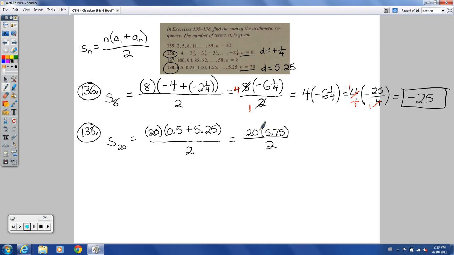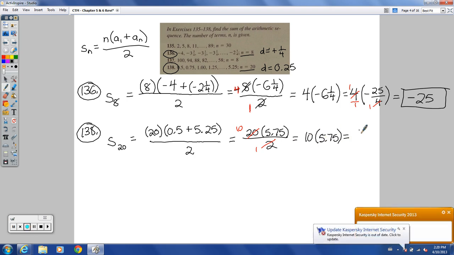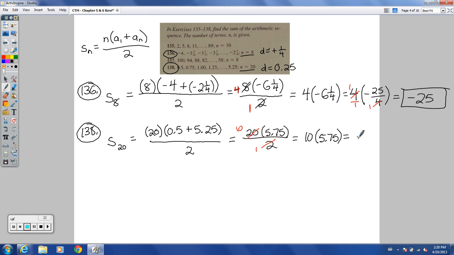You could multiply these together and then divide that by 2, or you could make life simpler to start and reduce that first, and so we'd have 10 times 5.75, and that makes it easy to do without a calculator. Multiply anything by 10, and you just move the decimal over one spot. And so we have 57.5 for the final answer there. So it looks like we're good to go with those.